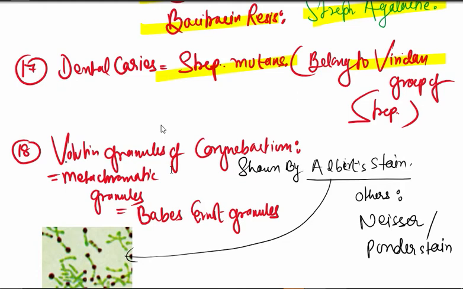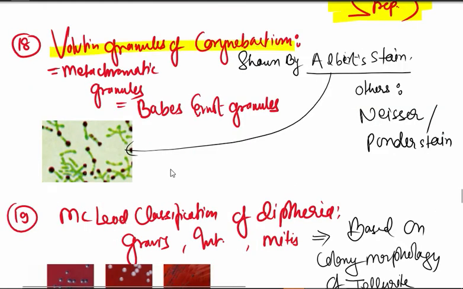Next, volutin granules of Corynebacterium. It is also known as metachromatic granules or Babes-Ernst granules. This is shown by Albert stain. Corynebacterium diphtheriae will be shown as green. Other two stains that can be used to show such volutin granules are Neisser and Ponder stain.